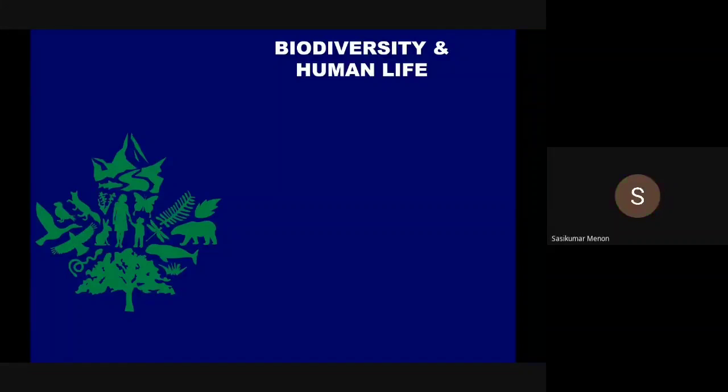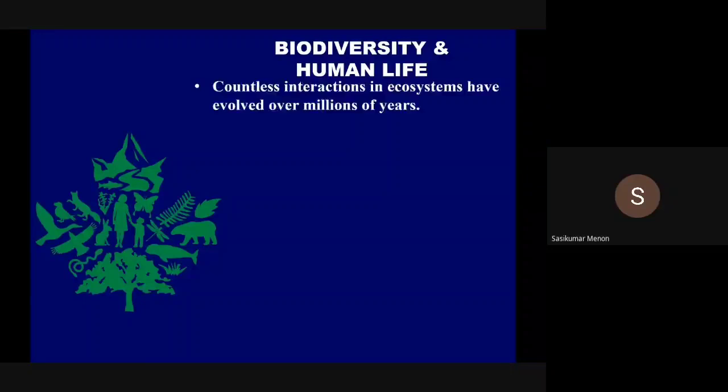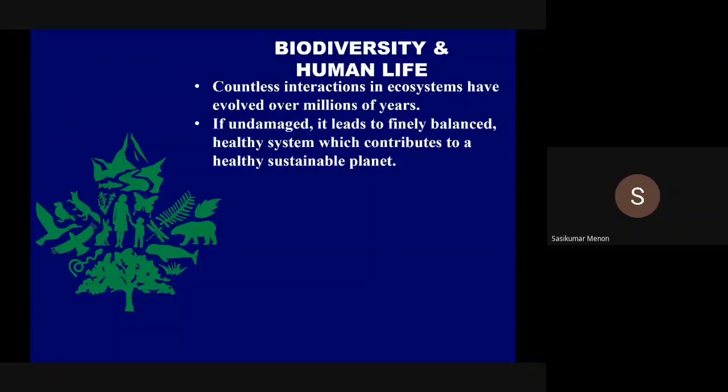If you look at biodiversity and human life, the relationship is very subtle, as I told you. Some are very obvious, some are not so obvious, and some are very extended relationships. But they do exist. What we need to understand is the countless number of interactions happening in the ecosystems that have evolved over millions of years. So you cannot create a forest, because a forest has come out of interactions of millions of years between the species, between the communities within that forest region. If these interactions are allowed to continue undamaged, we would see a healthy system, and that would give us a healthy sustainable planet.